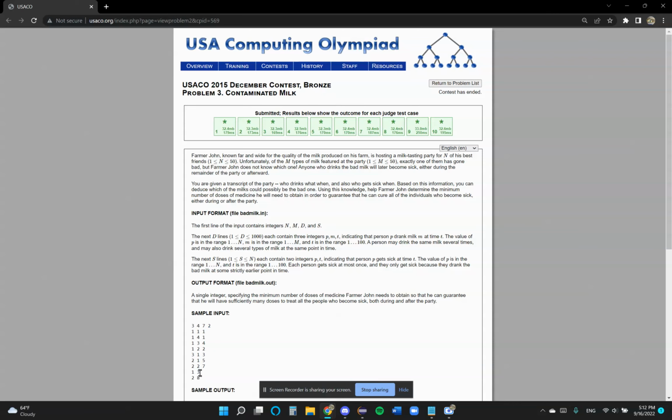So what we have to check here is that person 1 got sick at time 3. This means that they must have drank the contaminated milk before time 3, like in time 1 or in time 2. And person 2 also got sick at time 8. This means that person 2 must have also drank the same contaminated milk before time 8, so in between times 1 through 7.